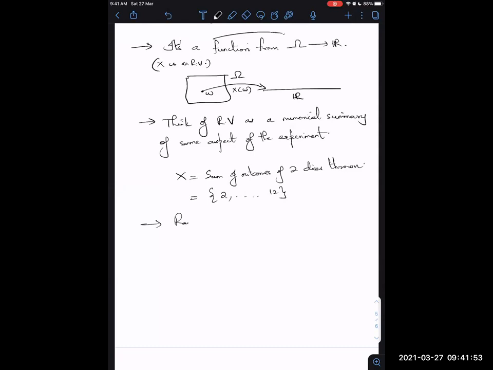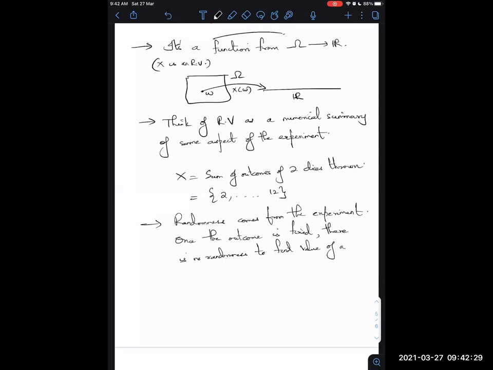Just point out again in the notes: randomness comes from the experiment. Once the outcome is fixed, there is no randomness to find the value of a random variable. This is very crucial to understand.